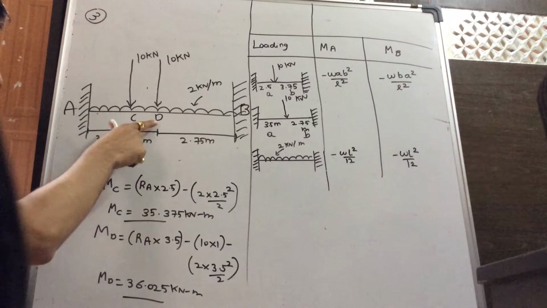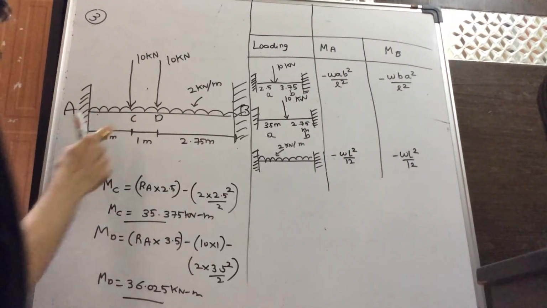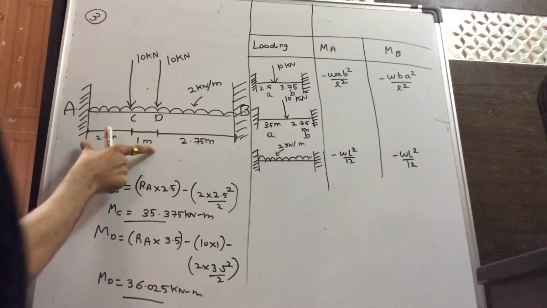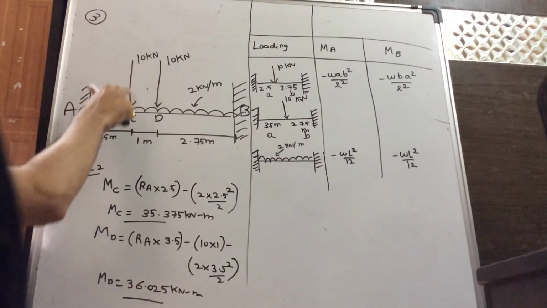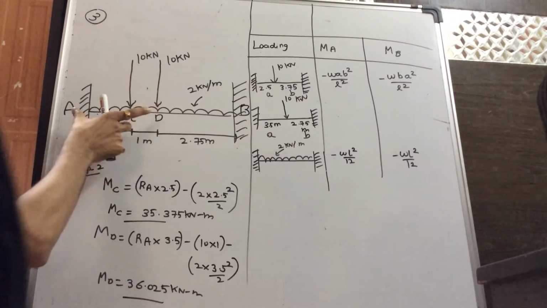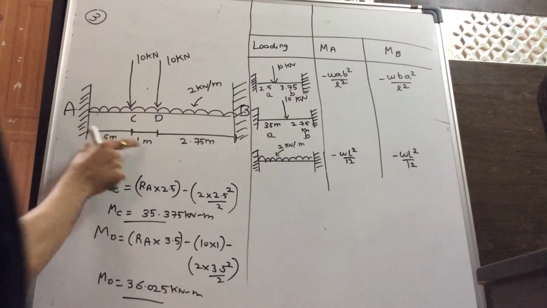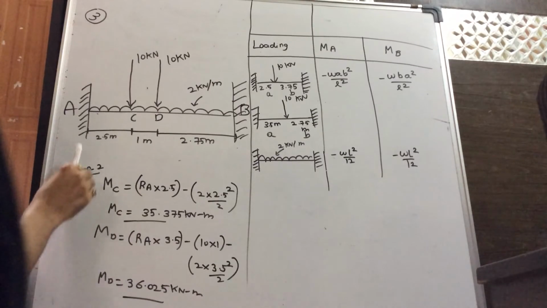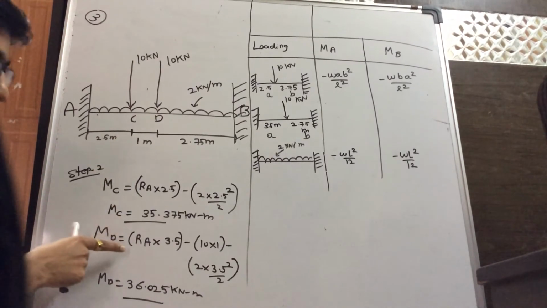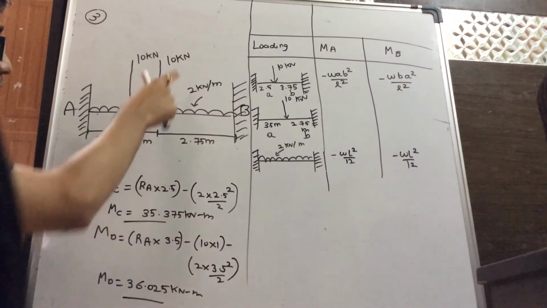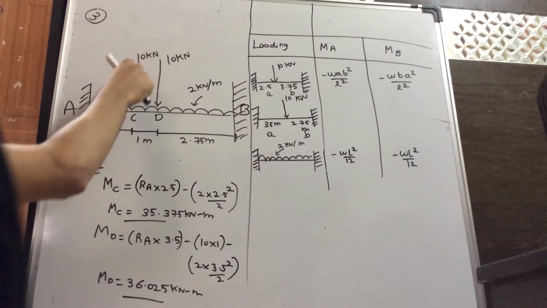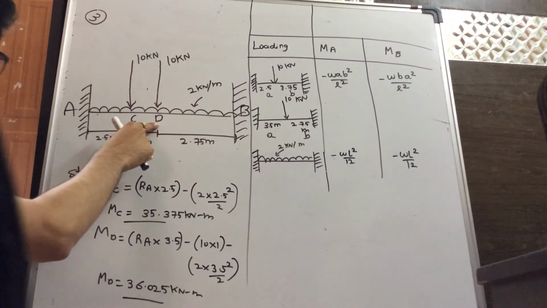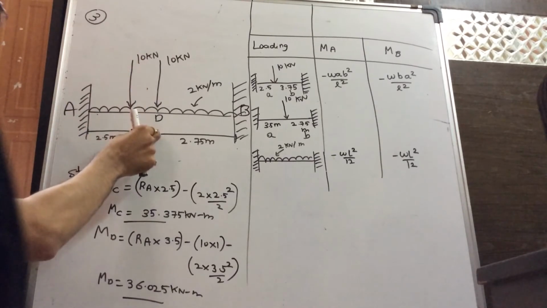Now moment at D. If you see from A to D, there are three forces acting. First, RA is acting over a span of 3.5 meter. Then this 10 kilonewton is acting over a span of 1 meter. And this UDL is acting over a span of 3.5 meter. So I have shown it here. RA into 3.5 comes out to be positive. Then minus 10. 10 kilonewton force is taking an anti-clockwise moment towards point D. So it comes out to be minus 10 into 1 meter.